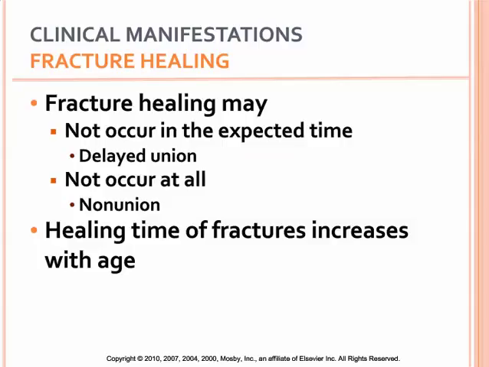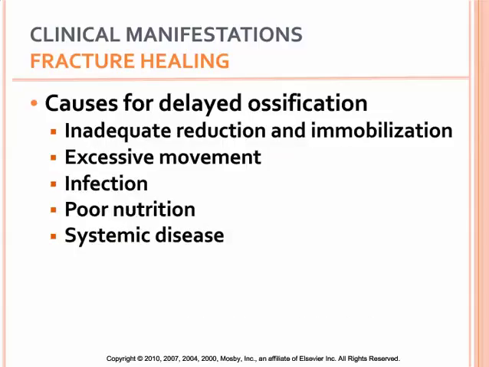An example of the influence of age is an uncomplicated midshaft fracture of the femur. It heals in 3 weeks in a newborn, but it takes 20 weeks in the adult. And the ossification process may be arrested by inadequate reduction and immobilization, by excessive movement or infection, poor nutrition, or other systemic disease. And there is a table that summarizes the complications of fracture healing. It would be table 63.5.